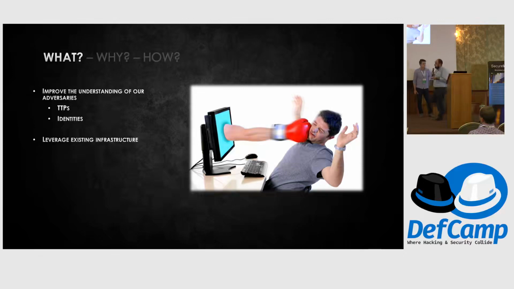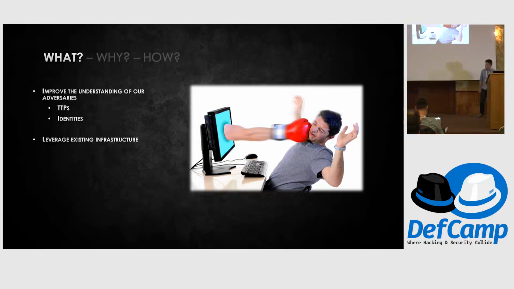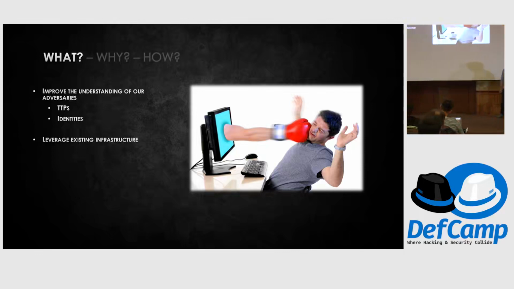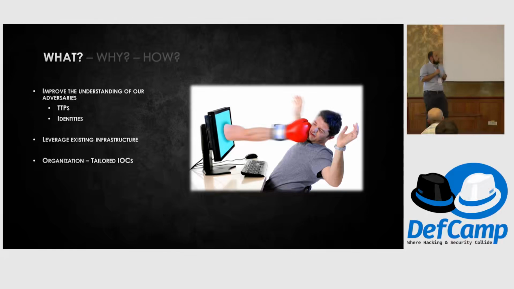We are not necessarily interested in buying additional hardware because we all know that doesn't work for management. We want to leverage the existing infrastructure. We want to add only open source and almost free tools. So we want to get value from that system and from that implementation instantly. Additionally, we want organization-tailored IOCs. We are not interested in those third-party IOCs that say something like, yeah, this IP is targeting you, but it's targeting you and another 100 organizations in the world or in your industry.